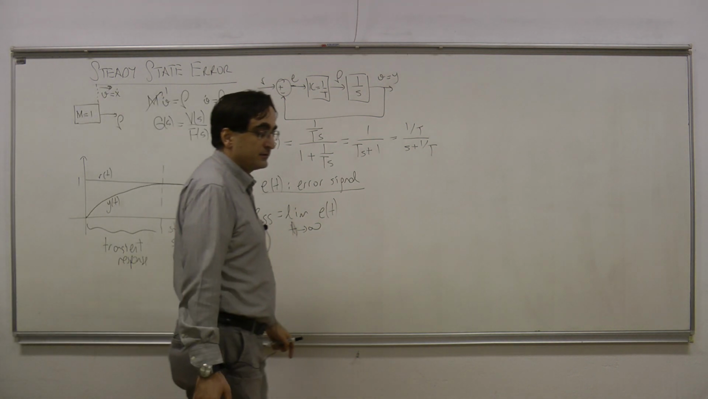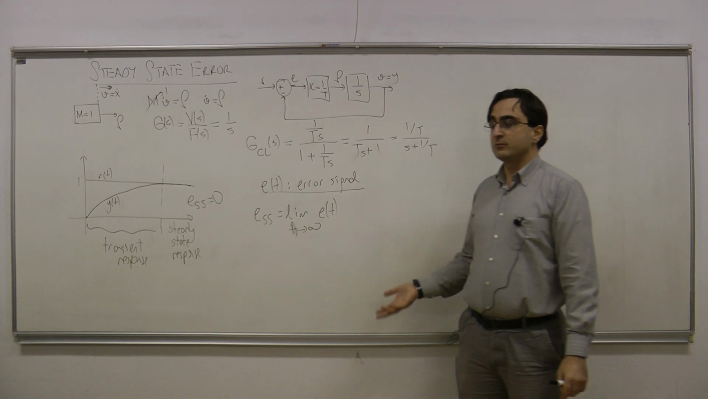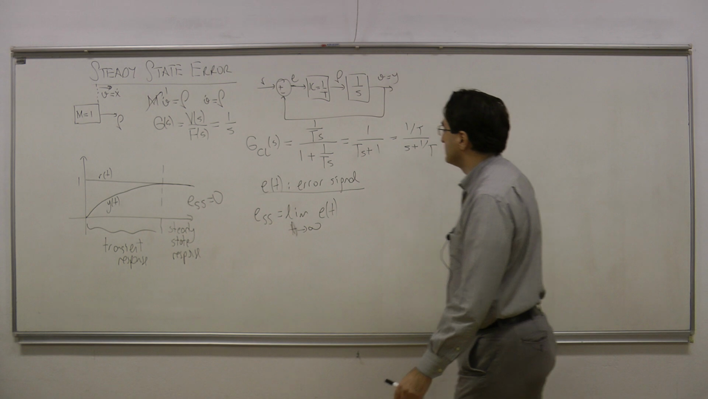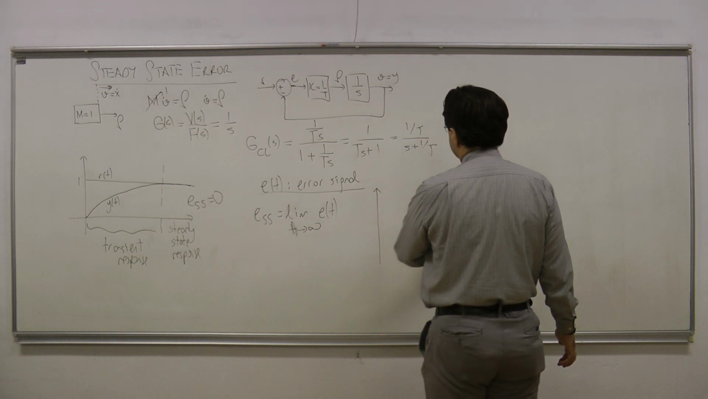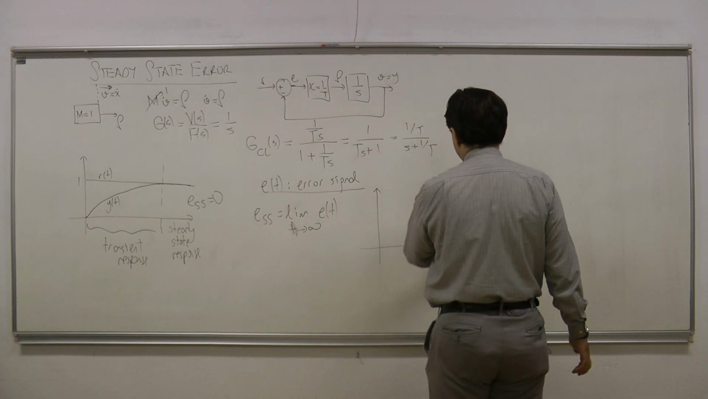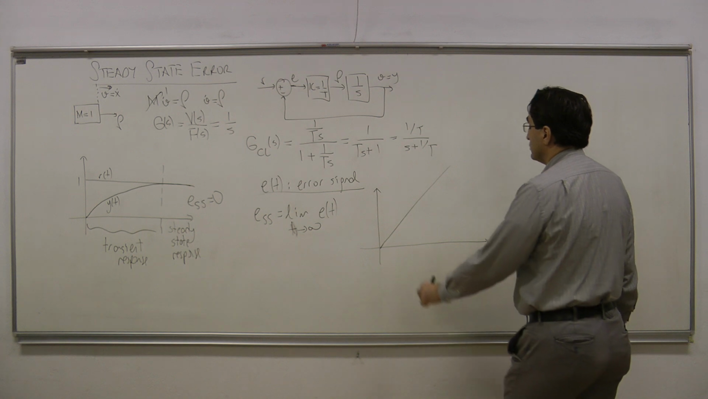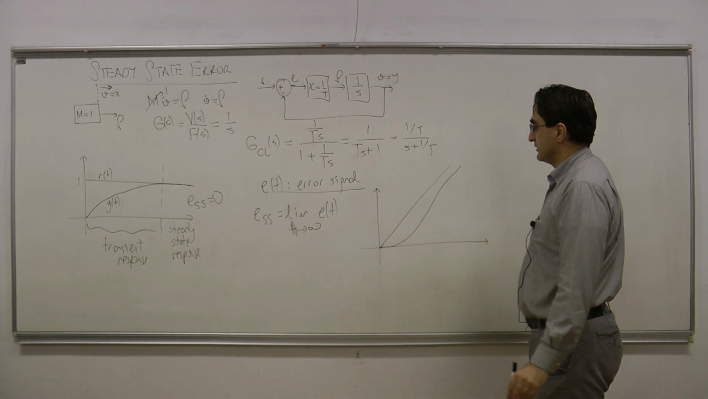We would like the systems to have 0 steady state error, or we would like the systems to have small steady state errors in magnitude. And remember, the next topic was the ramp response of the same system. And this was the ramp input for the system. And we looked at the ramp response of the system, and it looked something like this.